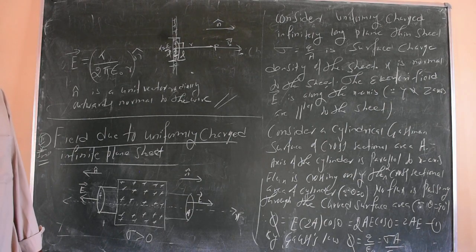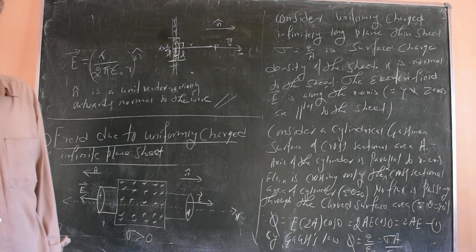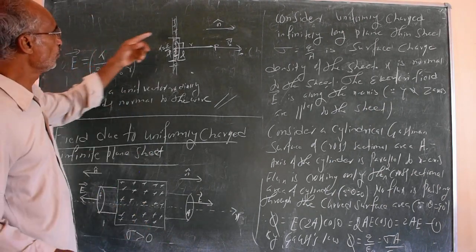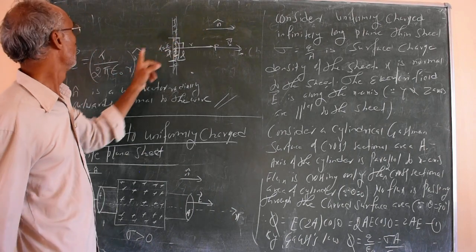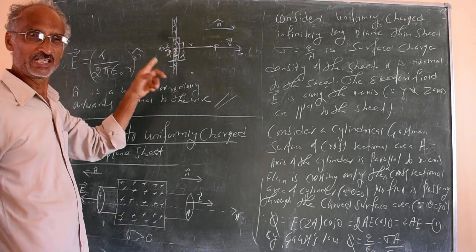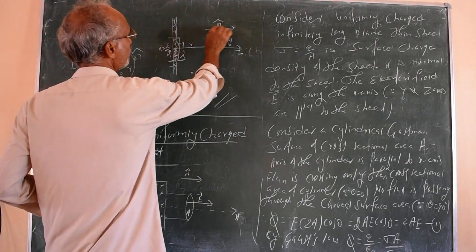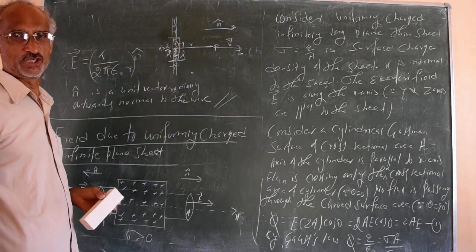During the explanation I took N cap inwards and outwards everywhere, saying if the charge is negative, N cap is inwards, and if the charge is positive, N cap is outwards. Now I will clarify the direction of N cap: it is always radially outwards.